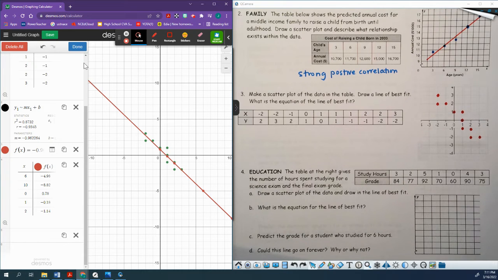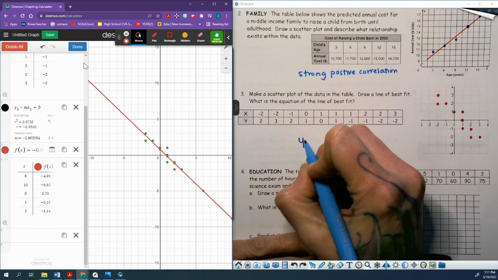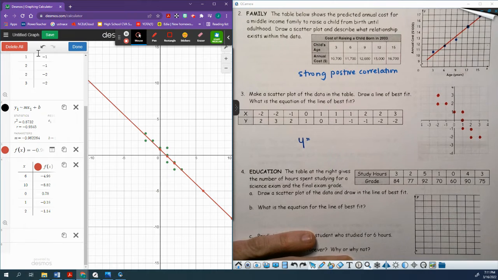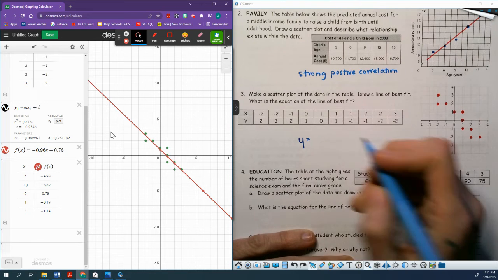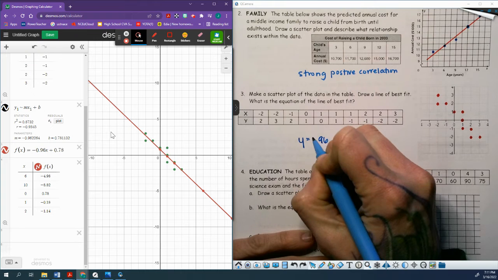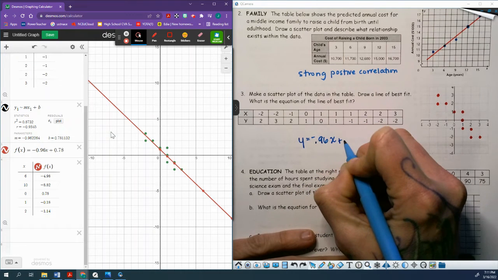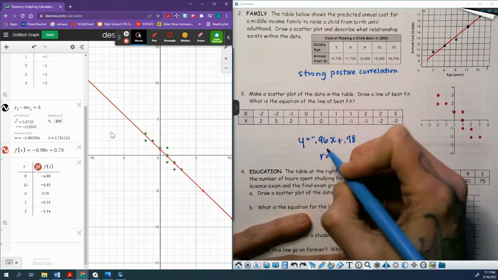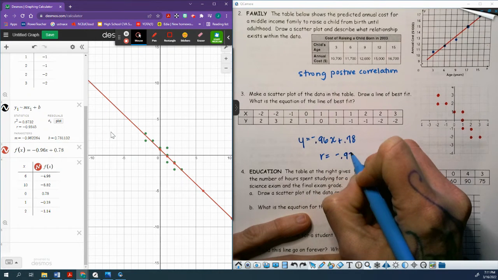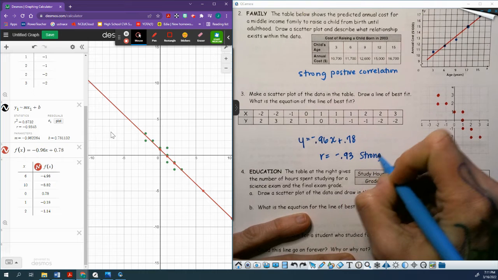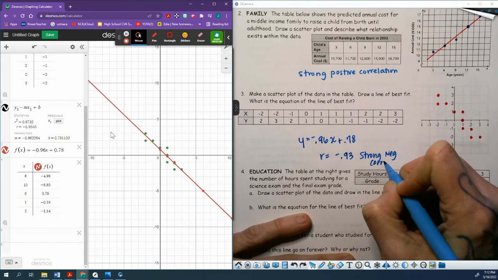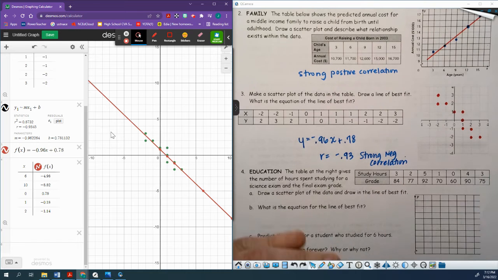So as far as the equation of the line of best fit for this data, that is y equals, and we got these numbers from up here, our M value and our B value. So -0.96x plus 0.78. And our R value is -0.93, which means it's a strong negative correlation. So that means the data does relate to each other very strongly. And it's just going down from left to right, so that's why it's negative.